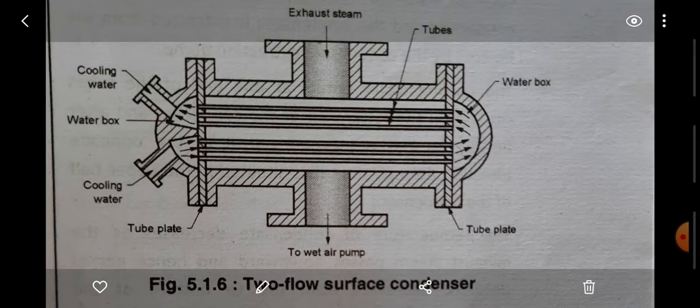The surface condensers are again classified according to the direction of flow of exhaust steam. First, downflow condenser. Second, central flow surface condenser. Third, inverted flow, means evaporative condenser. First, we will see downflow condenser.